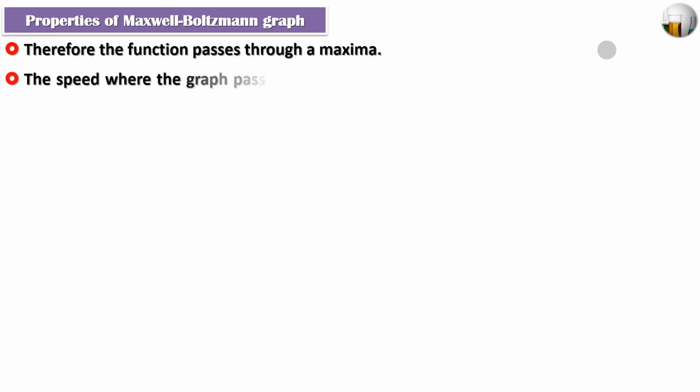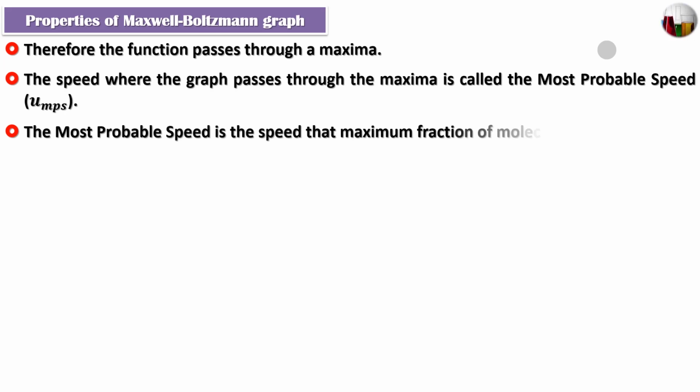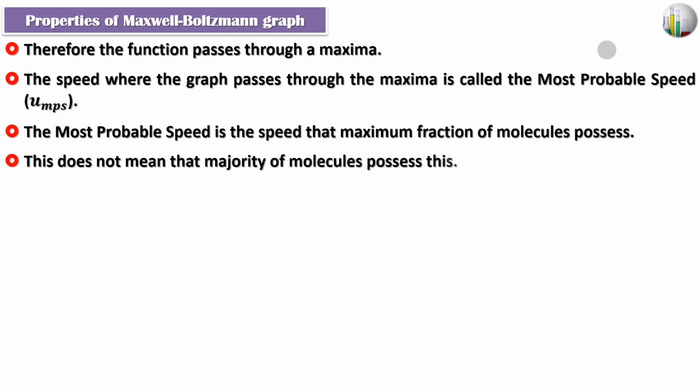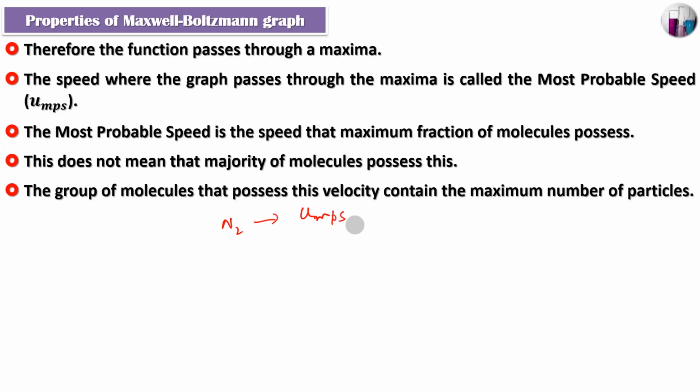And so the speed where the graph passes through the maxima is the most probable speed. The most probable speed is the speed possessed by the maximum fraction of molecules. This does not mean majority, we discussed that. And the group of molecules that possess this velocity contain the maximum number of particles. Now, just to boggle your mind a little bit more, I remember I took the example of nitrogen. If you calculate its UMPS at 300 Kelvin, it comes out to be close to 422 meter per second.